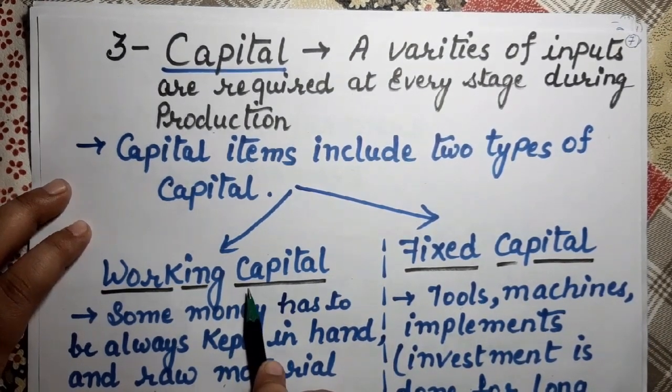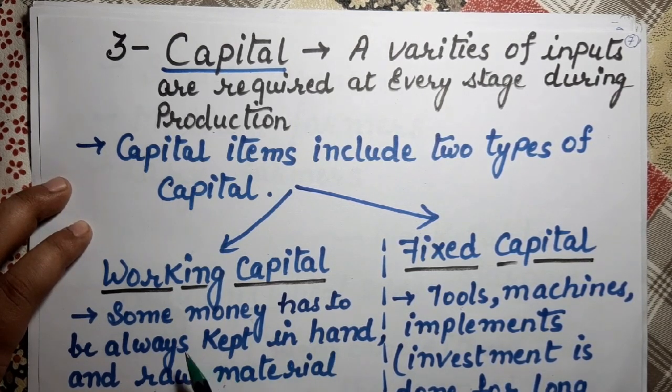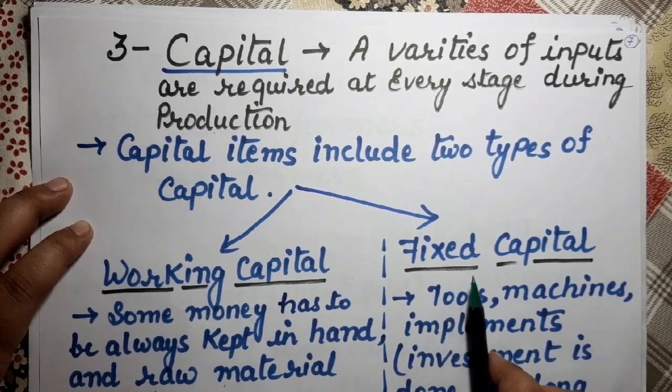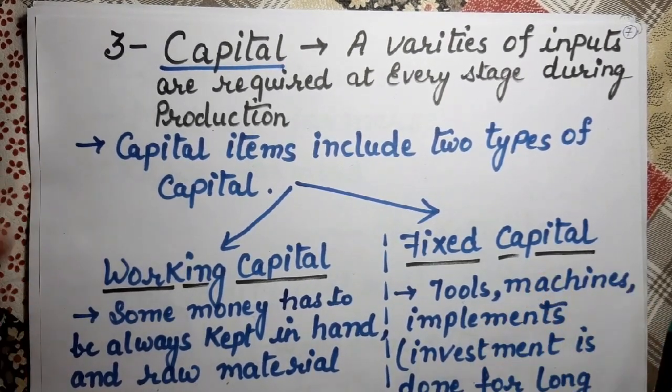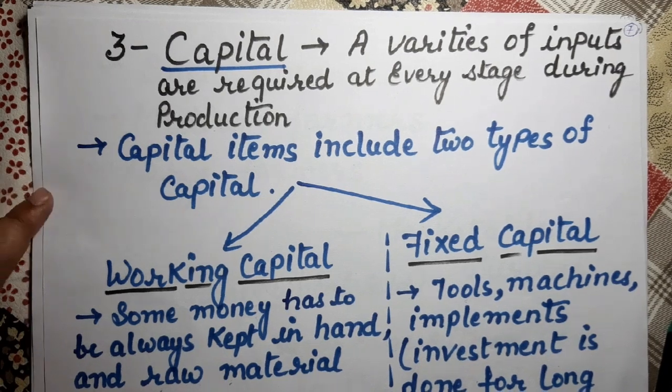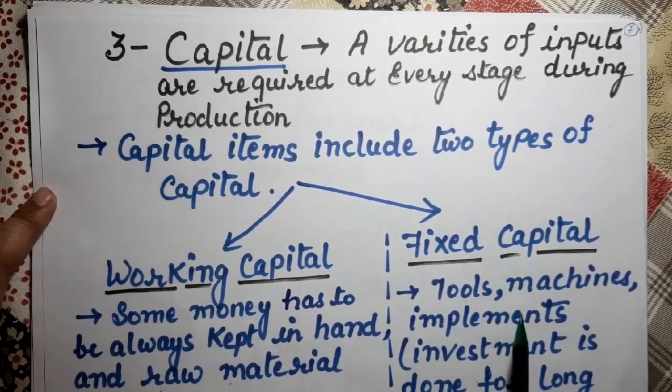Working capital refers to the money in hand and the raw material. These both are called working capital, because this is the money which we use every now and then while the work is going on. Fixed capital is a type of investment, and this investment is made for the long term, on tools, machines, implements and even buildings. So this is called fixed capital because it is fixed for the long term.